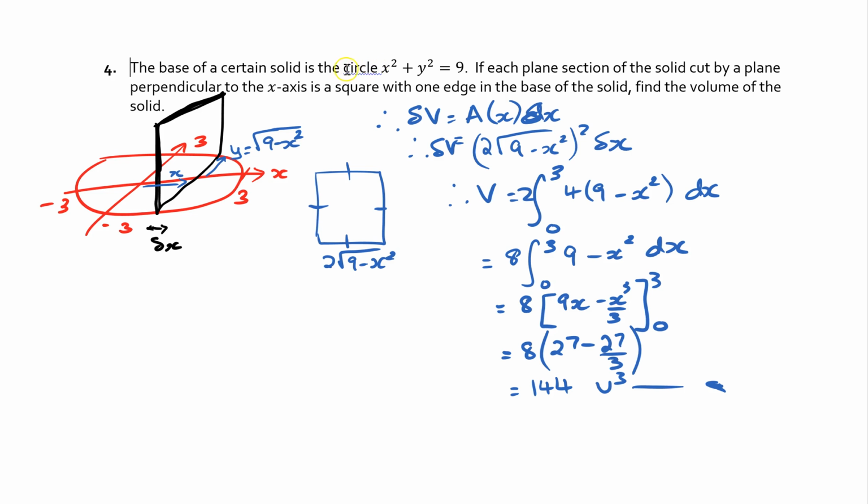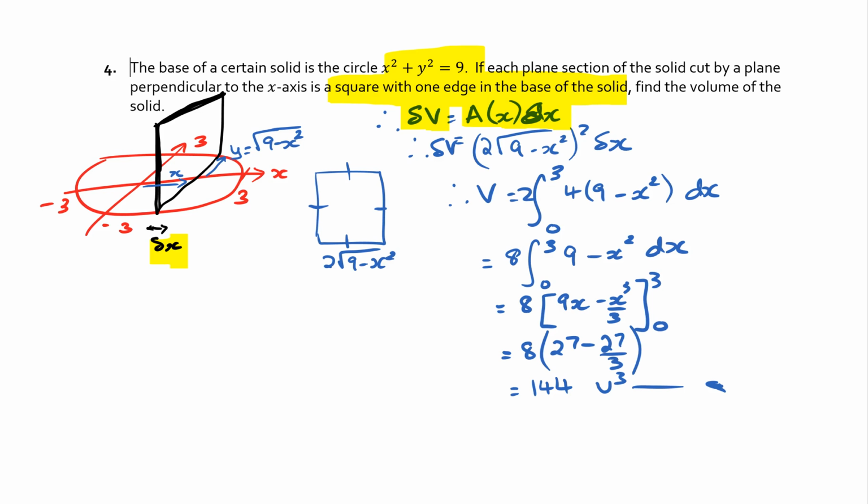Now our next question is a similar style, where we've got the base again as a circle. Each plane section is a square with one edge in the base of the solid, and we want the volume of the solid. So if you have a look at my drawing there, you may be able to see the square, the thickness is in the direction delta x. So we're going to find the volume of that solid element as the area of the face times its thickness, dx.